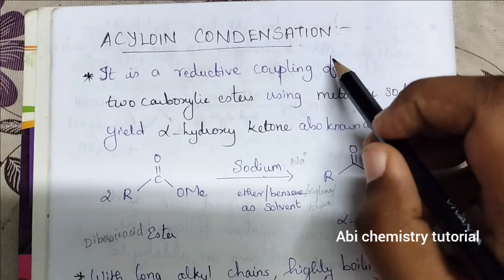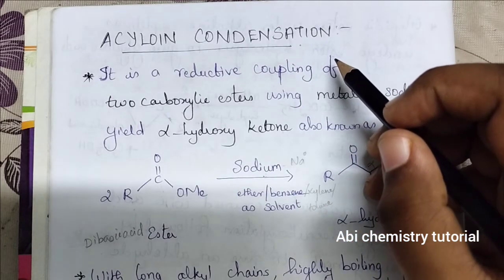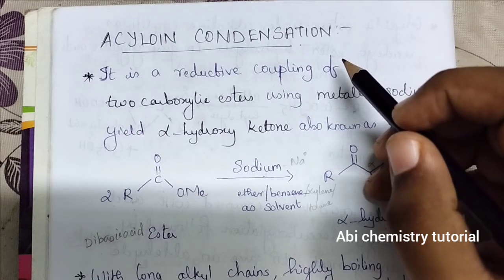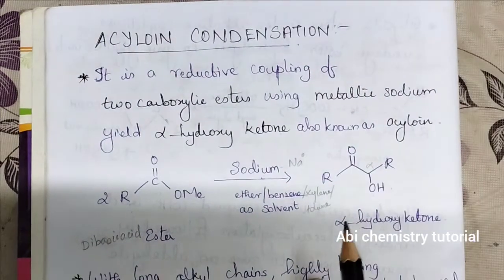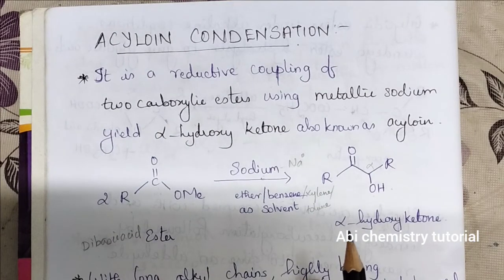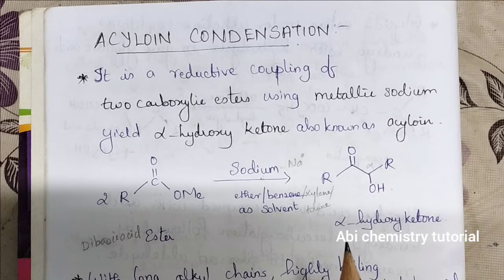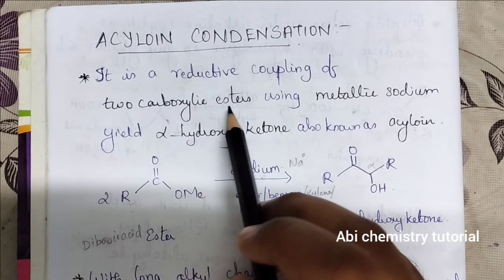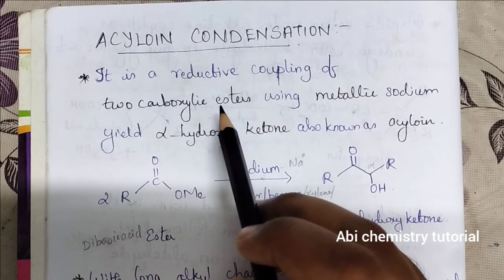Acyloin condensation. You might have already studied this in 12th standard, but here we are going to study the mechanism in detail. So what is Acyloin condensation? It is a reductive coupling, a coupling reaction of two esters. Coupling, in a sense, means two similar molecules are joined together by a reaction. Here we are taking two esters, that is, carboxylic esters.